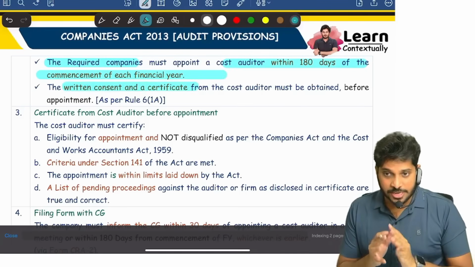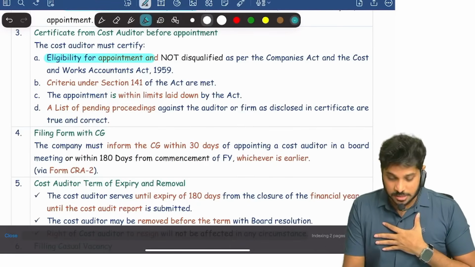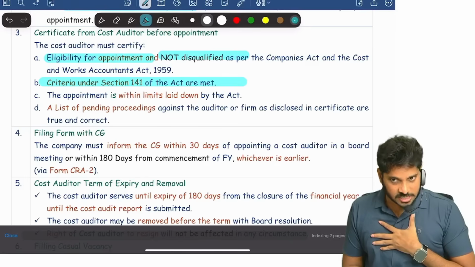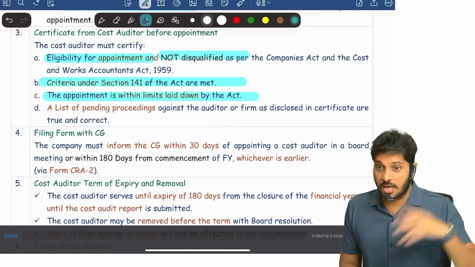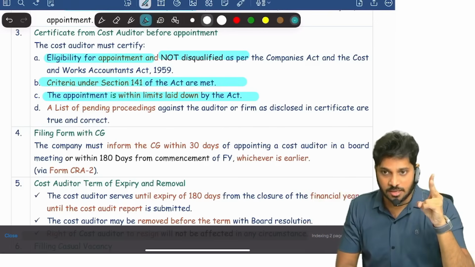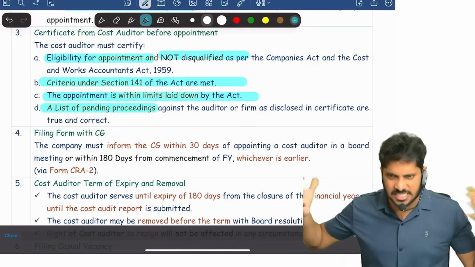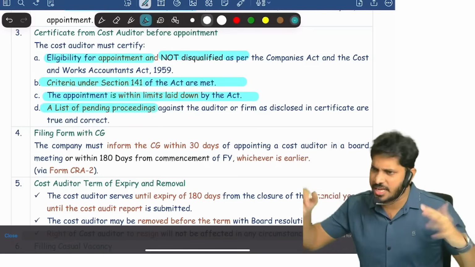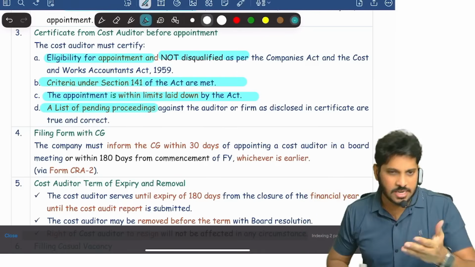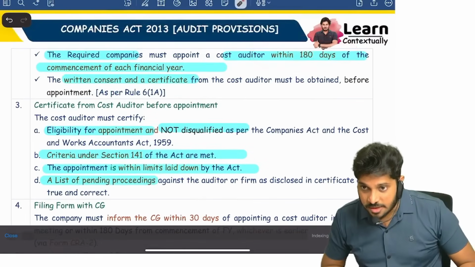Before appointing, get a written certificate from him. What certificate? That he is eligible for appointment, not disqualified, fulfilled the Section 141 criteria, nothing but qualifications, and that the appointment is within the limits, that even after accepting this cost audit, his total number of cost audits will not exceed 20. Then, the pending proceedings against him. As a cost auditor, I may face some cases sometimes, where NFRA or somebody will be initiating proceedings. These are the list of proceedings against me; give a declaration. Then the company will consider all that and appoint you.